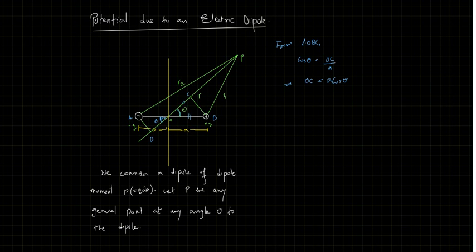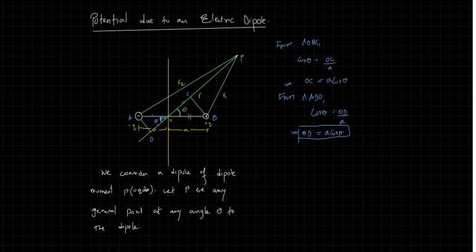Similarly, we can find out OD also. From triangle ADO, we can write again cos theta equals base by hypotenuse. The base is again OD, by A. That means OD must be equal to A cos theta.